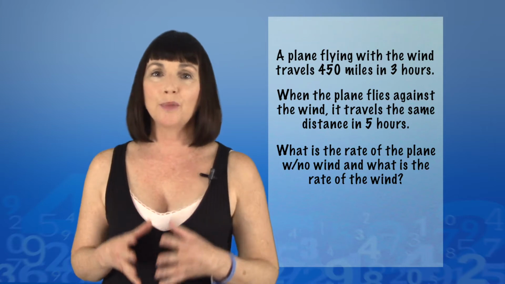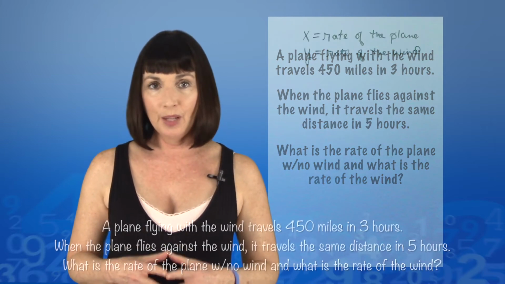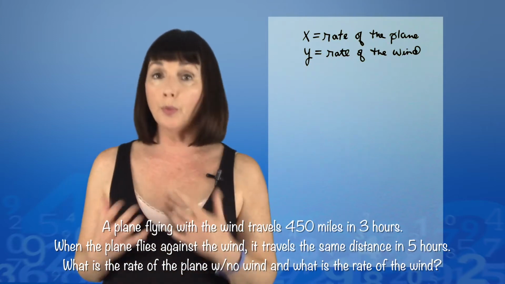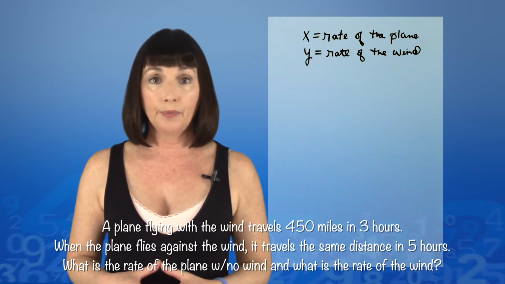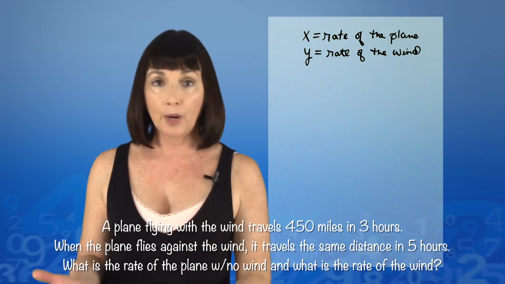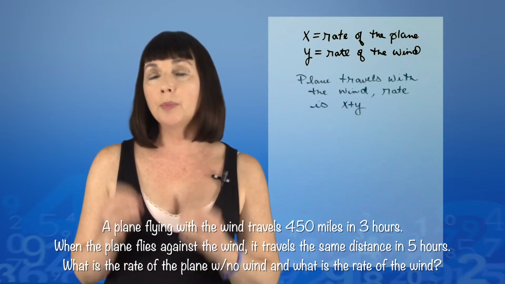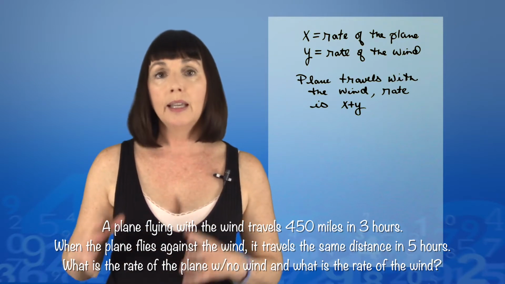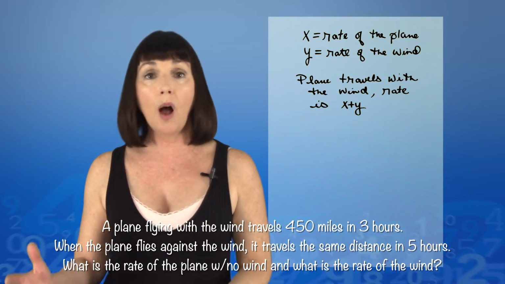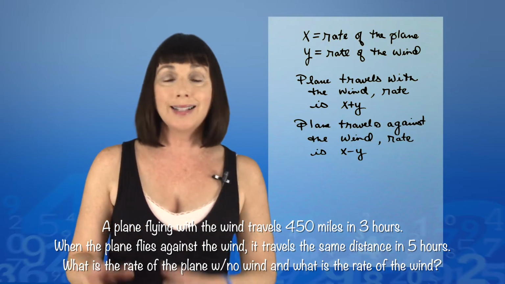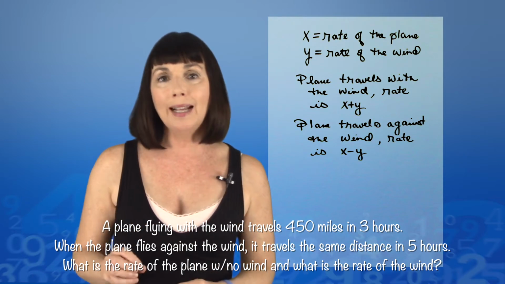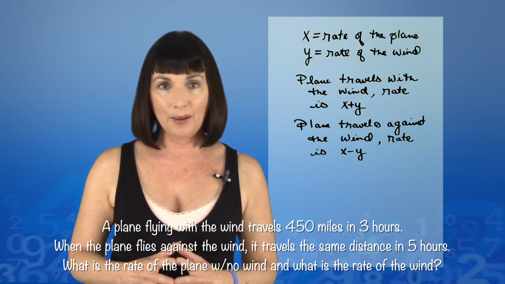Okay, let's start by defining a couple of variables. Let's call x the rate of the plane with no wind, and y will be the rate of the wind. Now, when the plane flies with the wind, its rate is x plus y. And when the plane flies against the wind, its rate is x minus y.